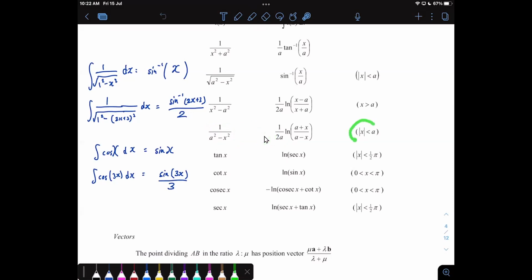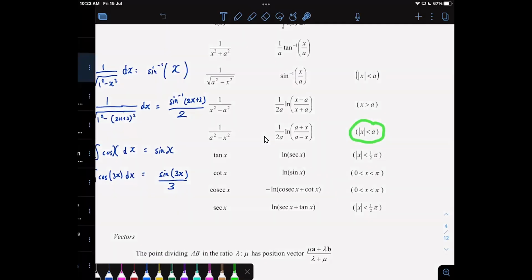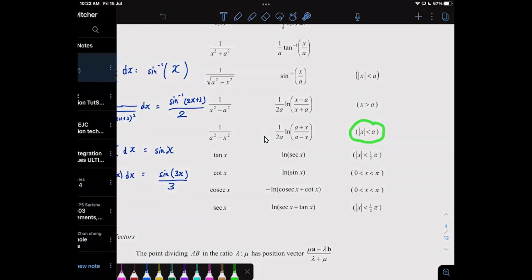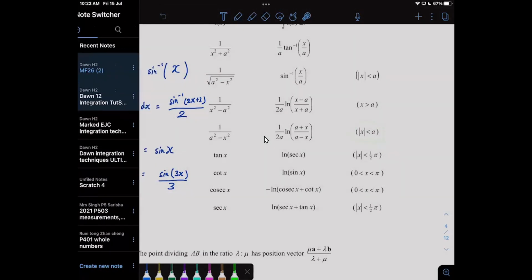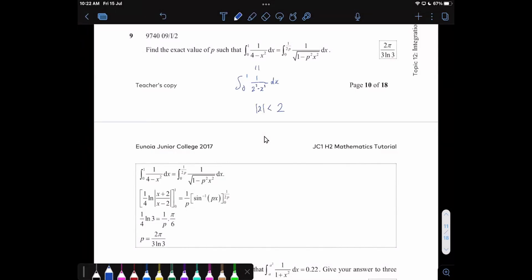Here they tell you the condition. You can only use it when the modulus of x is less than a. So let's check if this is true or not. Modulus of x is less than a. In this case, a is 2. Is this true? How do you check?